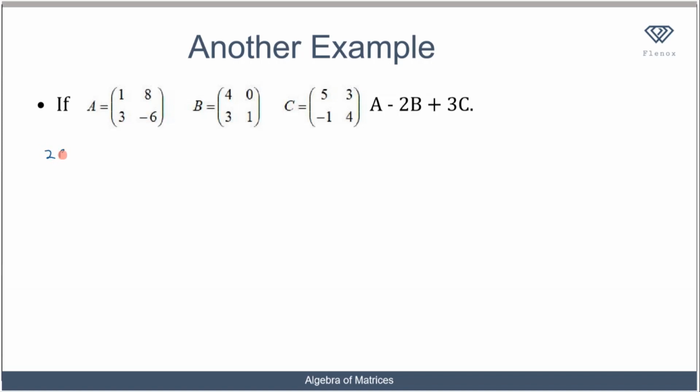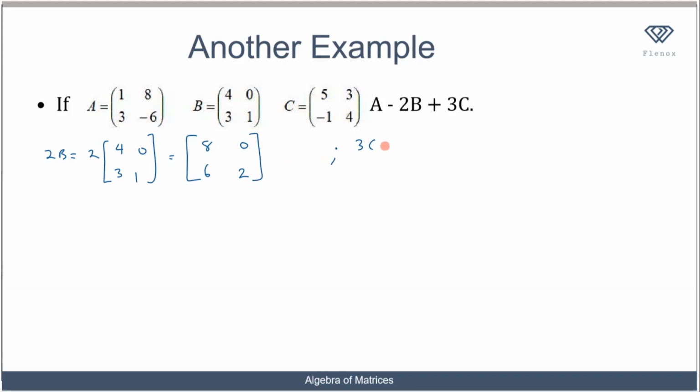So we know that 2B will just be equal to 2 times the elements in B, which are 4, 0, 3, 1. And what would that be? 2 times 4, 8. 2 times 0, 0. 2 times 3, 6. And 2 times 1, 2.